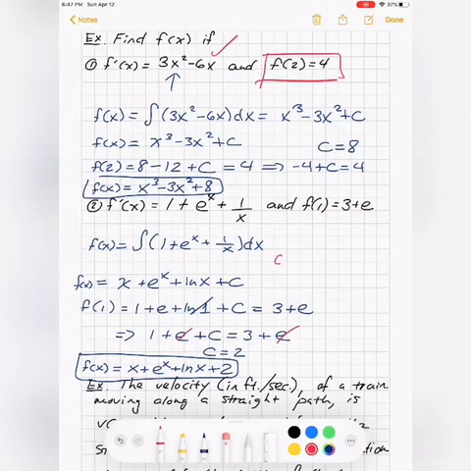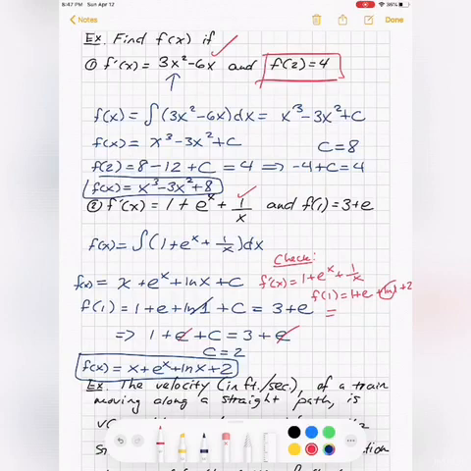Okay, so let me double check this guy. Okay, got the right derivative. Let me check f of 1. Zero, so 3 plus e. Okay, looks good.